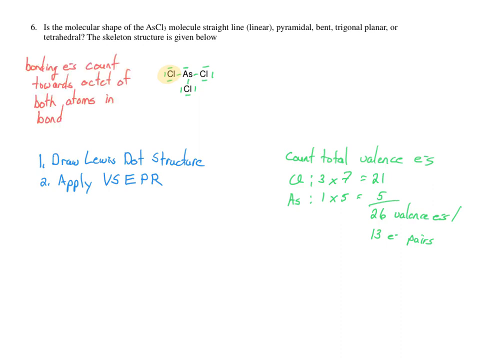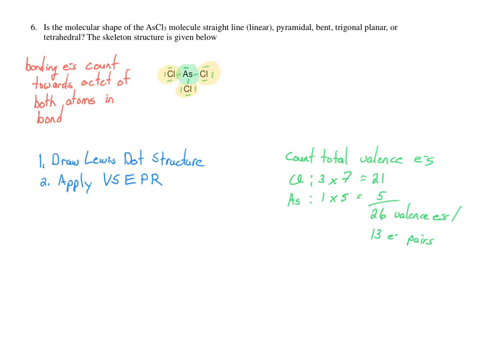We remind ourselves that electrons involved in bonds count towards the octet of both of the atoms in the bond. So this pair of electrons counts both towards chlorine and towards arsenic. So we see that all of these chlorines have a complete octet. The arsenic also has a complete octet because it has 1 pair of non-bonding electrons, that counts as 2, and each of these 3 bonding pairs counts as 2 towards arsenic's octet. So arsenic has 2, 4, 6, 8. All the chlorines have 8.